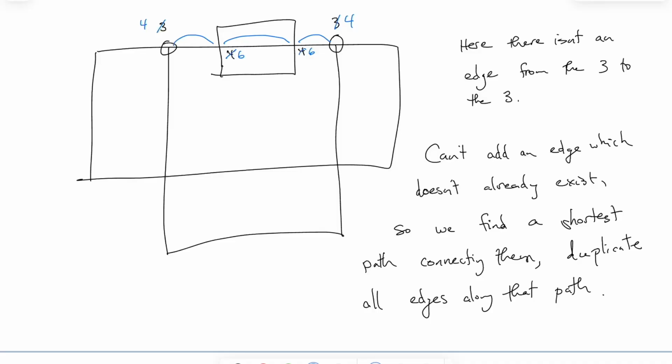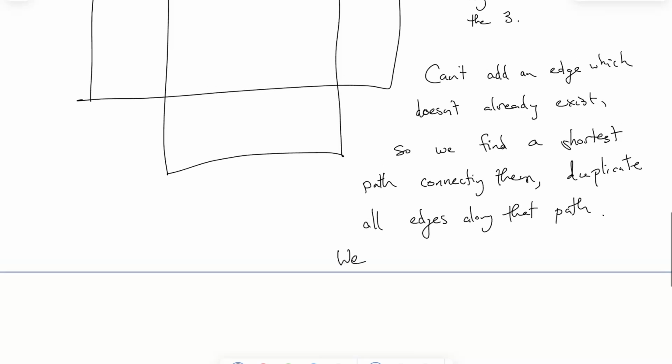It does mess up the degrees of the other ones, but it messes them up by adding 2, and so it stays even. If it was even before, it's still going to be even. All right. Duplicate all the edges along that path. So in this example, in order to draw the minimum duplication circuit, we require 3 duplications.